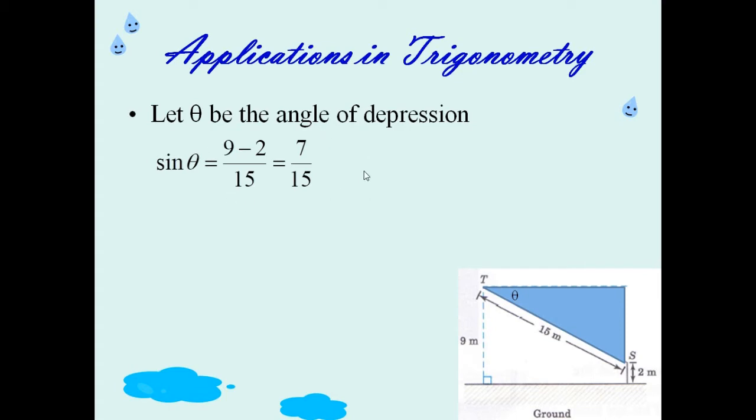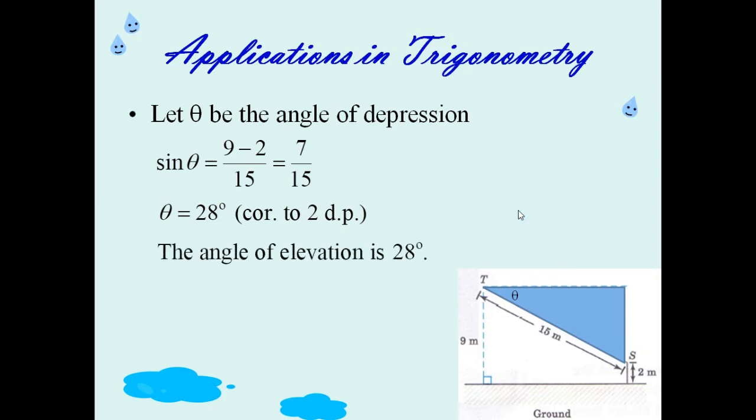After you write this down, you press your calculator, shift sine and 7 over 15, and you can calculate theta, which is 28 degrees, correct to 2 decimal places. And make the conclusion: we have the angle of elevation is 28 degrees.